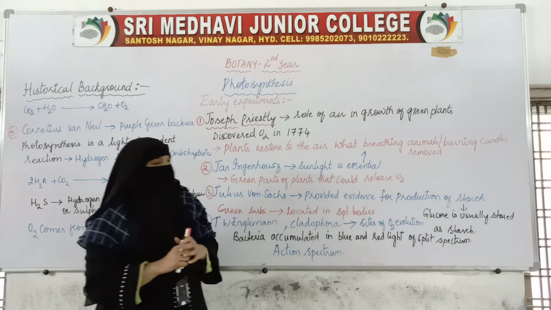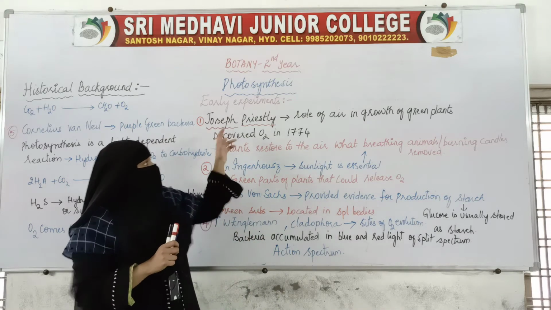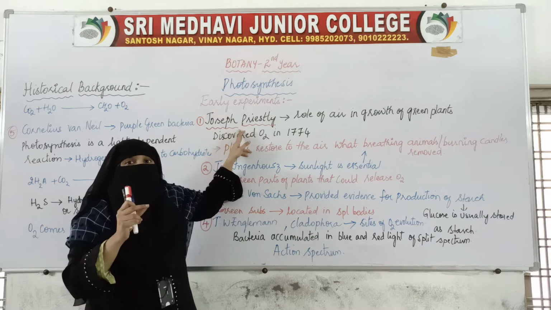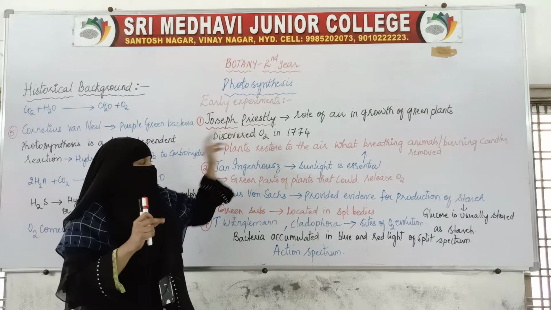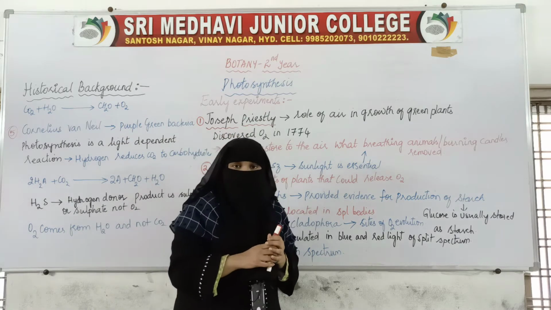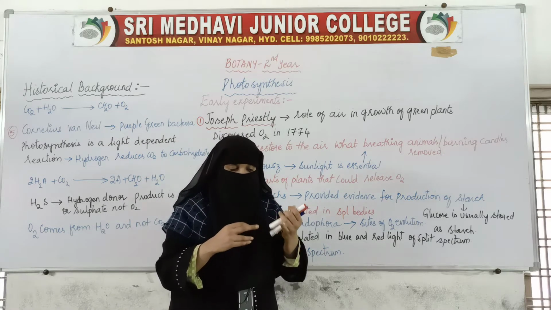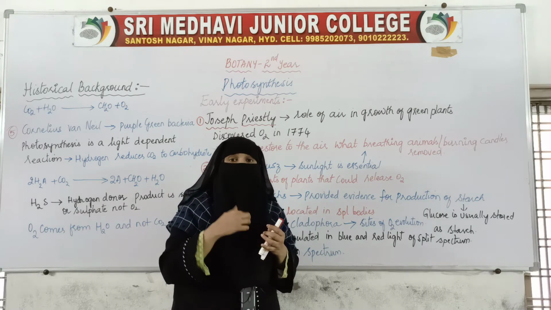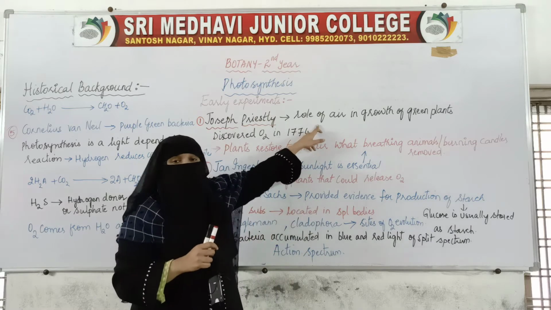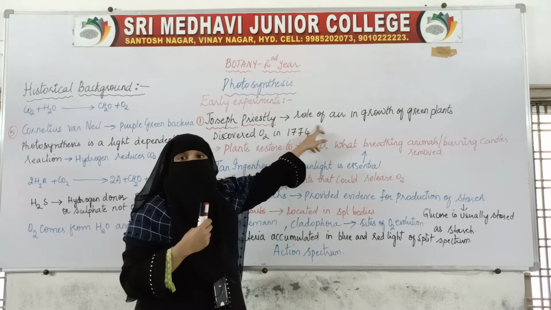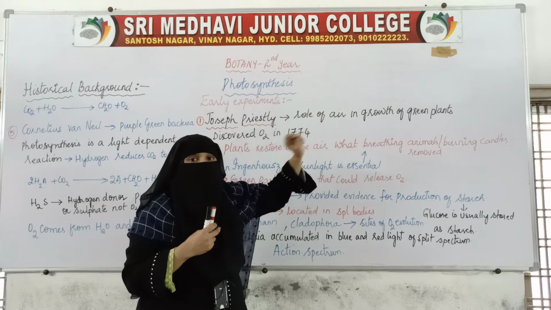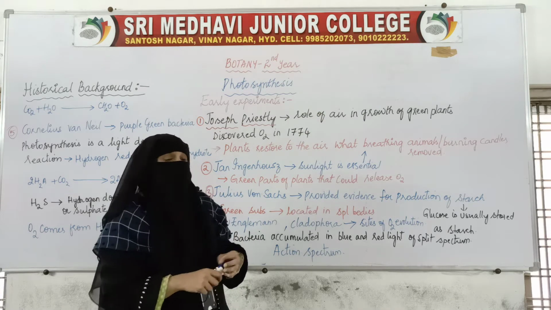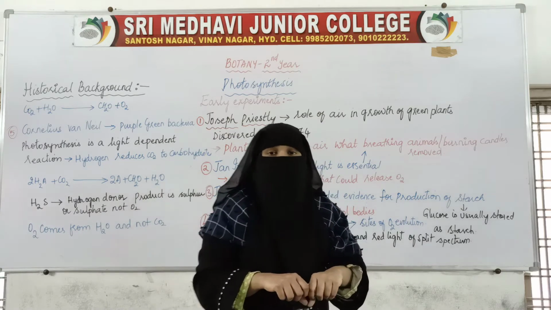Now, the scientist Joseph Priestley stressed the importance of air. Through the experiments he performed, he stressed the role of air in the growth of plants, and how air is essential for the growth of plants. So, how did he do his experiment?